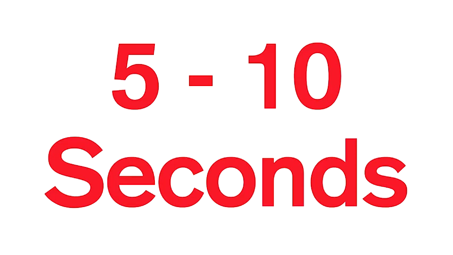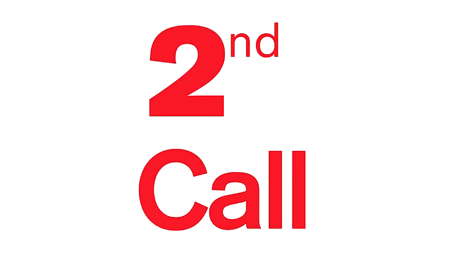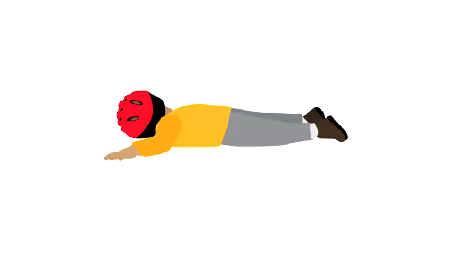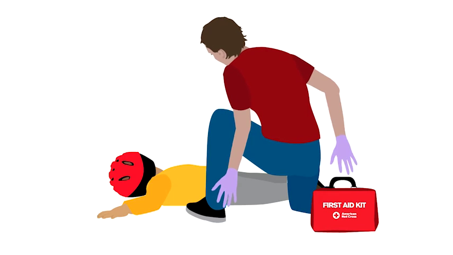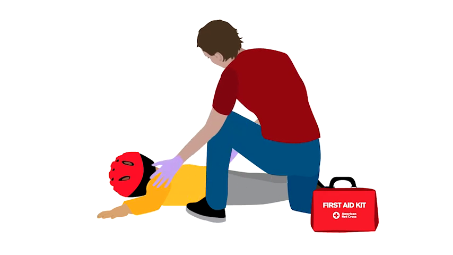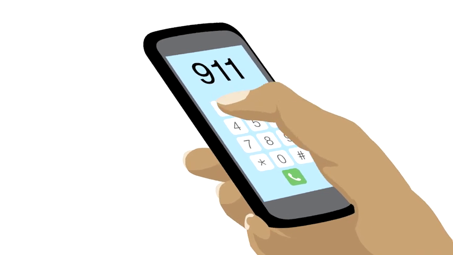If there is no response and the person is not breathing or is only gasping, the person needs help right away. This brings us to the second emergency action step. Call. Unresponsiveness, trouble breathing, and severe bleeding are all signs of a life-threatening emergency. If your initial check reveals these or any other life-threatening conditions, make sure that someone calls 911 or the designated emergency number right away.